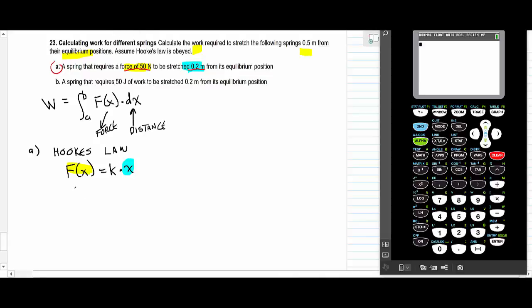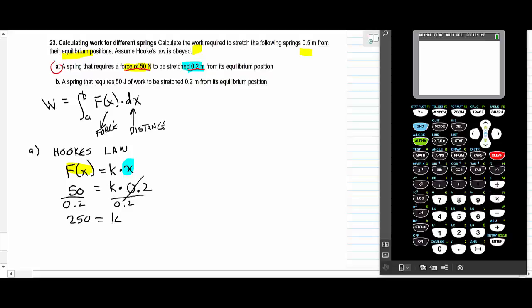So f of x is going to be 50 newtons, and then k times 0.2 like that. The units are working out; you don't have to worry about the units too much. You have a newton and you have a meter. That's the way the units are supposed to work on these things. Then you can divide both sides by 0.2, and take your calculator if you need to and crunch out what that is. I think when I did that, it is 250.